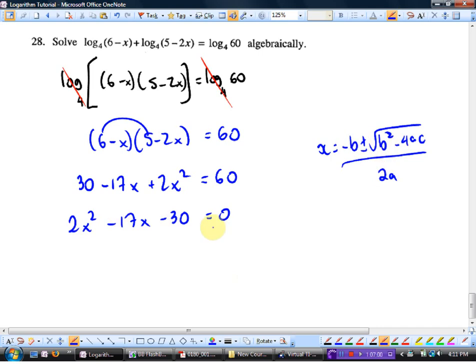I could. I mean, B is obviously negative 17. There's A. I could go type it straight in. By the way, that quadratic formula, it is on your formula sheet somewhere, so you don't even have to have it memorized. But I'm going to choose to factor because I can.